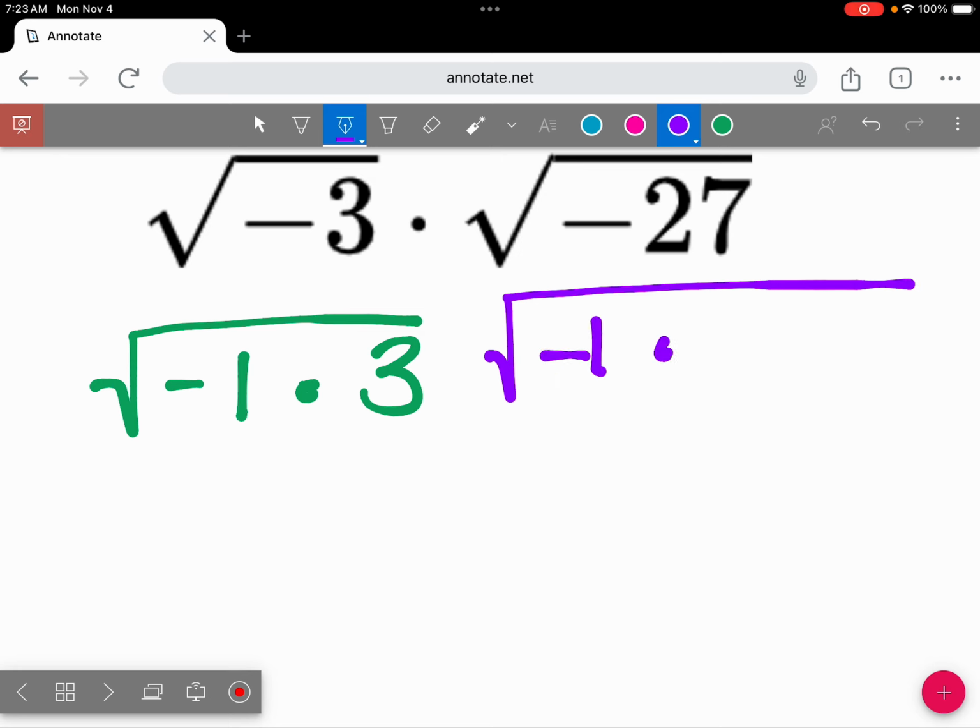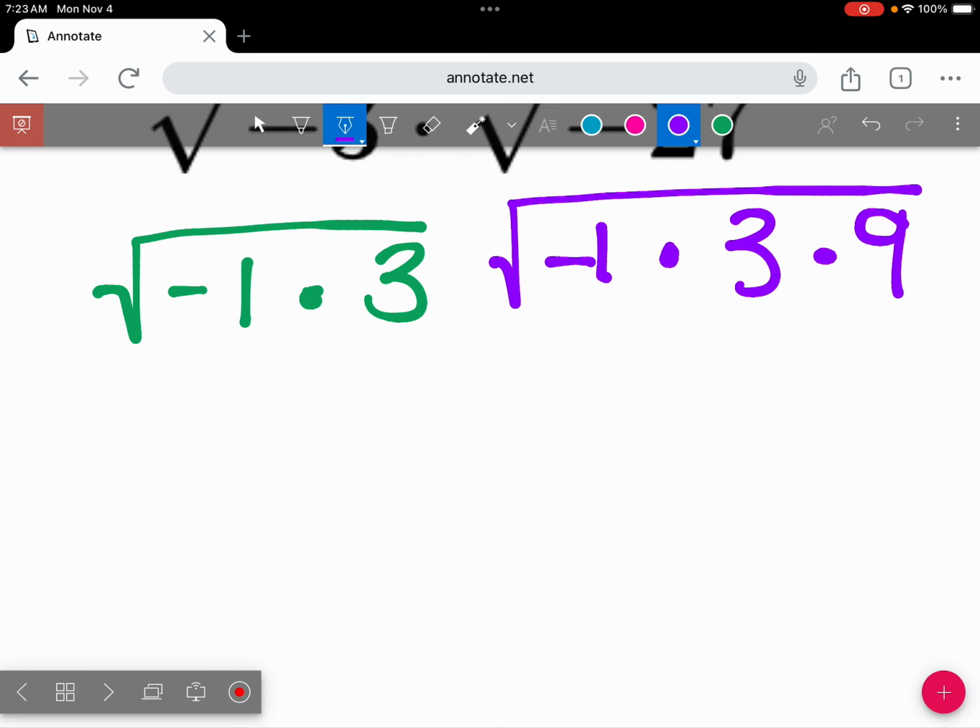-1 times 3 times, I forgot what, 9. My brain forgot. Yeah. So I didn't change anything except how it looks. -1 times 3 is the same thing as -3. -1 times 3 times 9 is the exact same thing as -27. So when we simplify this, I've got a square root of -1, that's i. This guy is also a square root of -1, so this guy is also i.